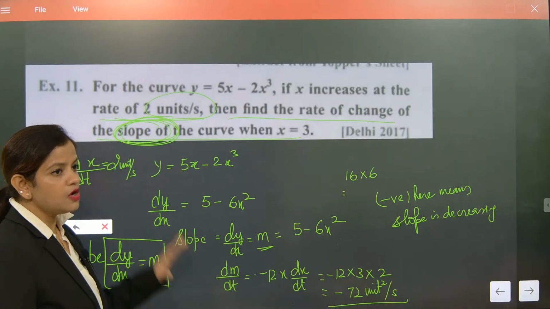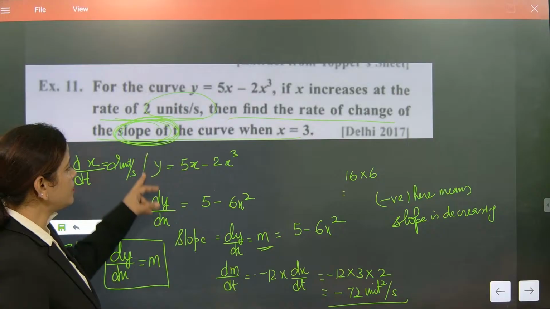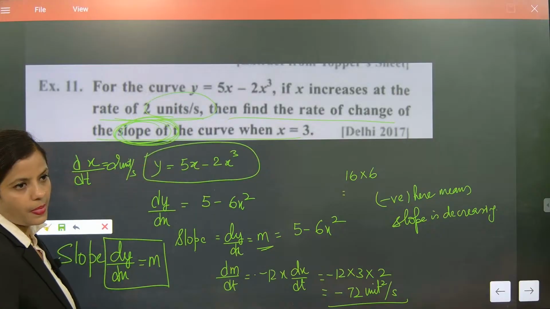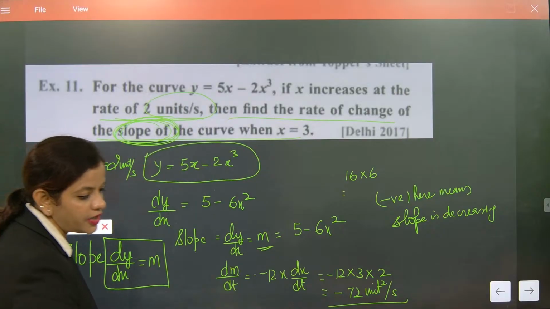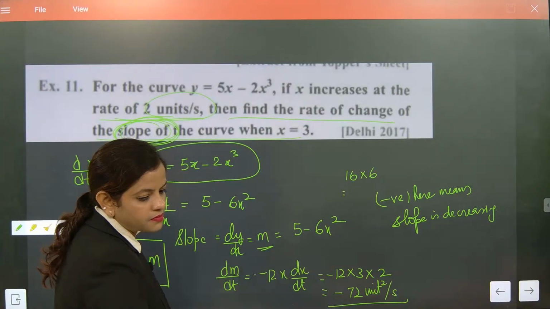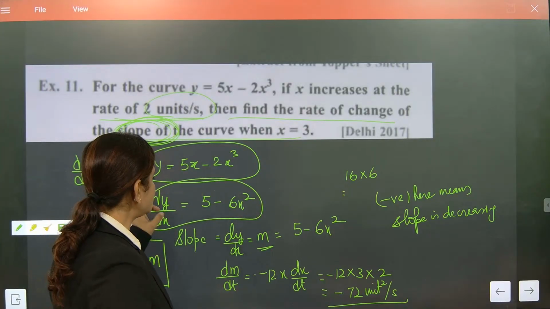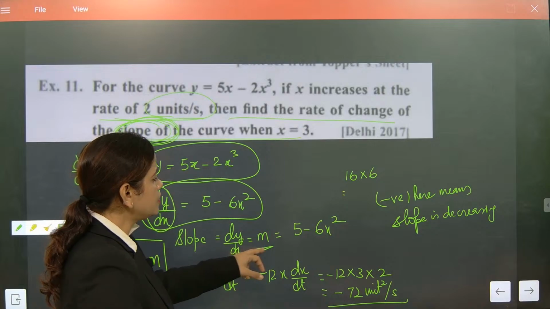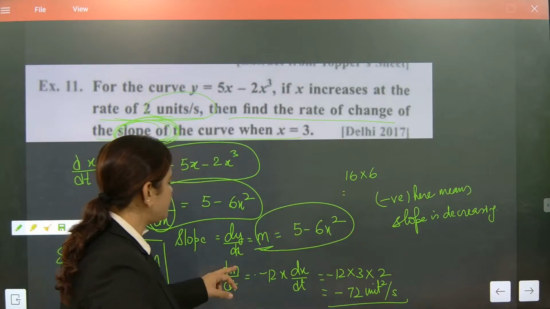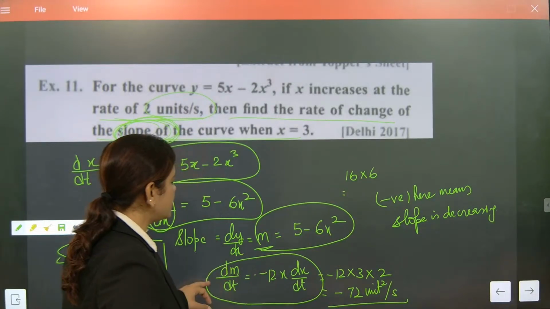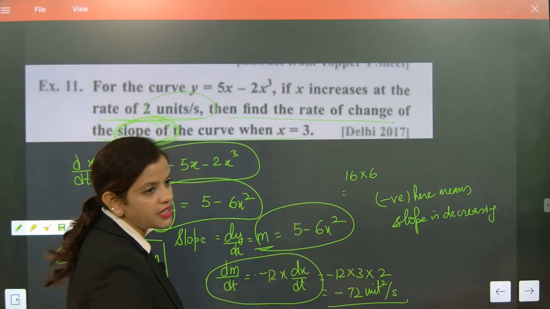Did you understand? First, what is the equation given? The equation of the curve is given here. They told us to first find the slope. Understood? So dy by dx comes to this much. This is the slope, so m is equal to this part. Now we differentiate, and after differentiating it comes as minus 12x dx by dt.